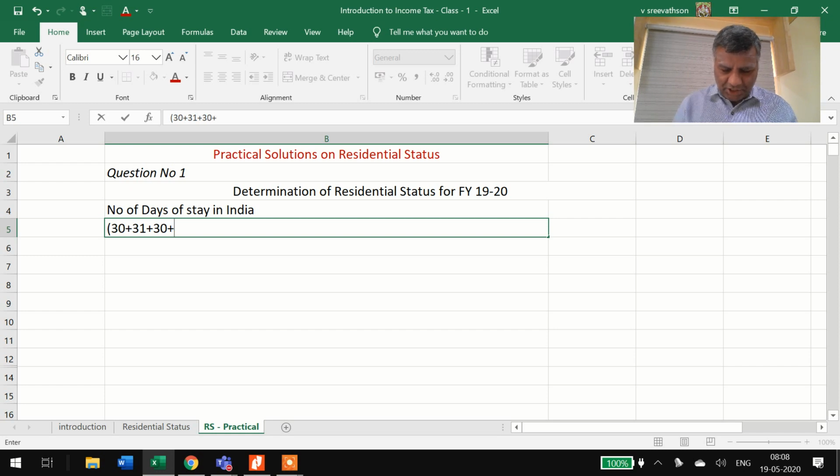On July, which date did he leave? Till July 16th. The date of departure and the date of arrival should both be counted, so July 16th. August he was not here, correct? Yes, sir. September, no. October, no. November, no. December also no.